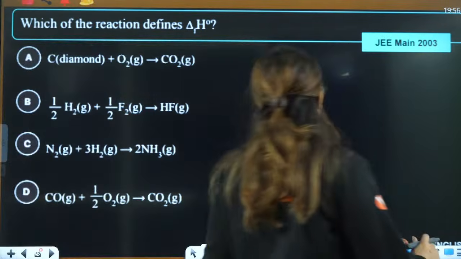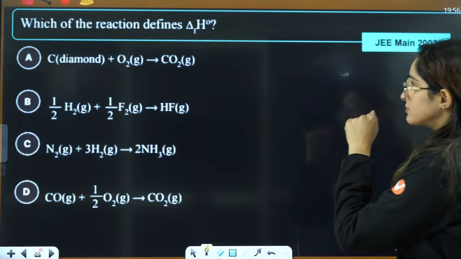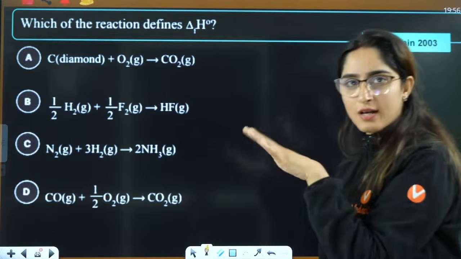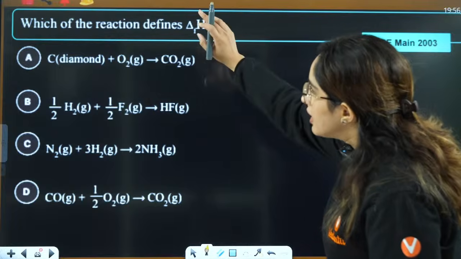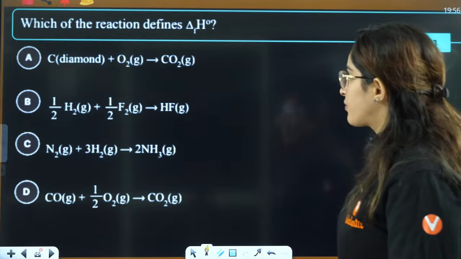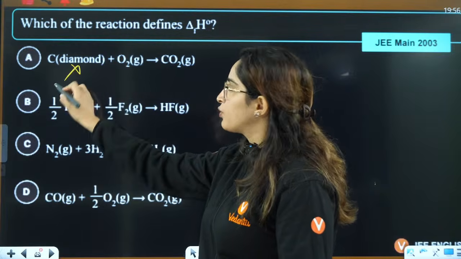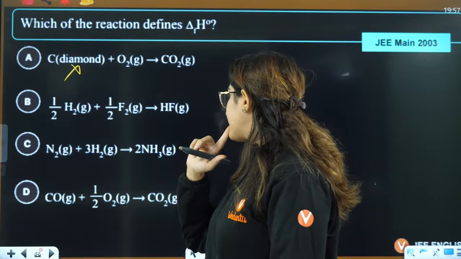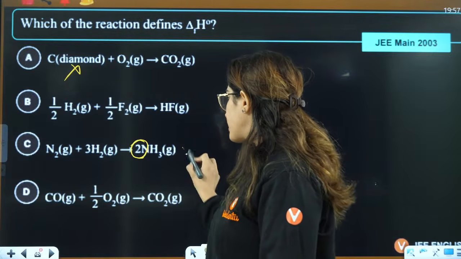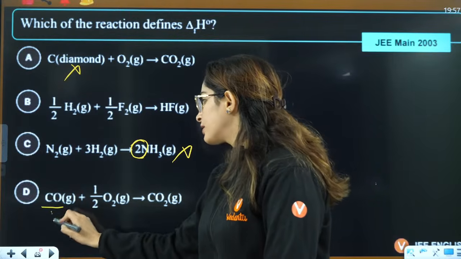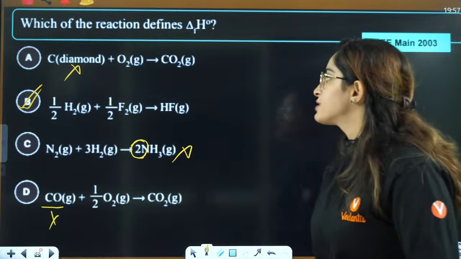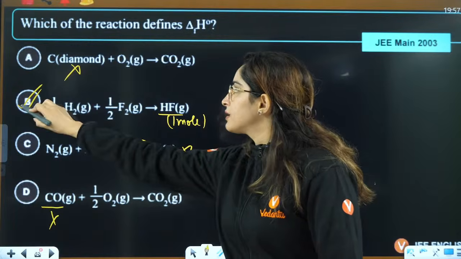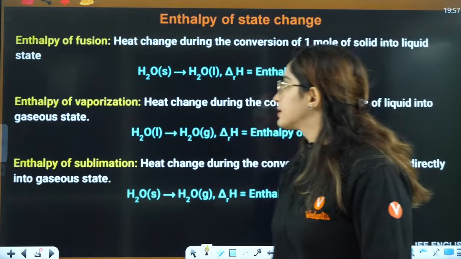Which of the following is a very old question. I just want to tell you how to answer these things. Such simple questions are not asked now, but I still want to show you. Which of the following reactions defines delta H formation? Here it is from the elemental state. No, graphite is the elemental state. This is from the elemental state. This is from the elemental state. But here 2 moles are formed, so it is also not correct. Here 1 mole is formed and this is not the elemental state. So only B has 1 mole of product formed from elemental states. So the answer is B.